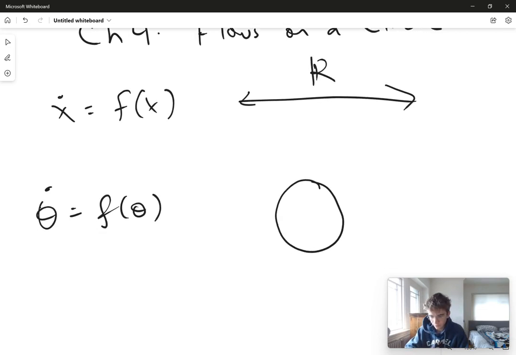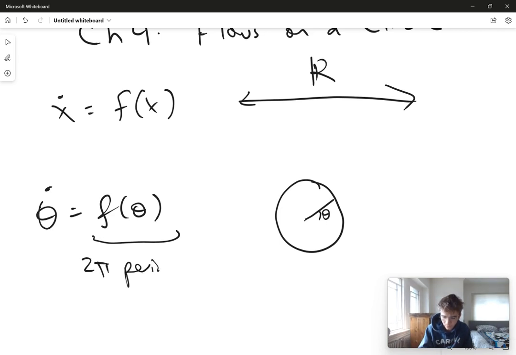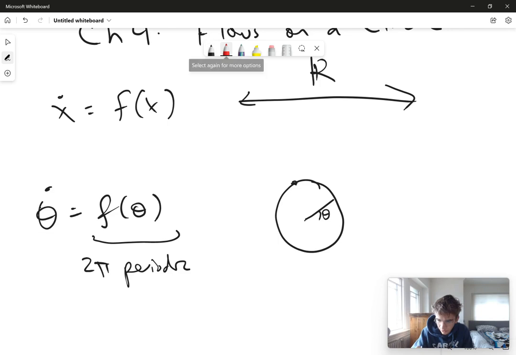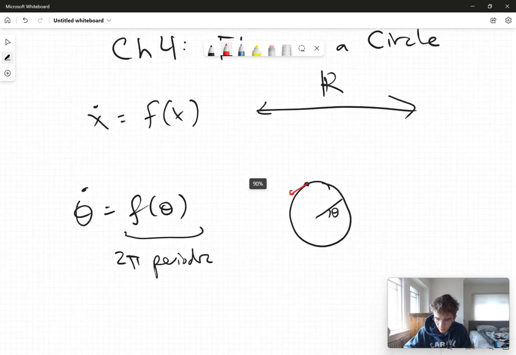Now, everything is the exact same about how we're analyzing flow, except for the flow to be uniquely defined on the circle, this function needs to be 2 pi periodic. In order for the velocity of flow at a certain point on this circle to be well defined, okay? And so let's just jump right in with an example here.